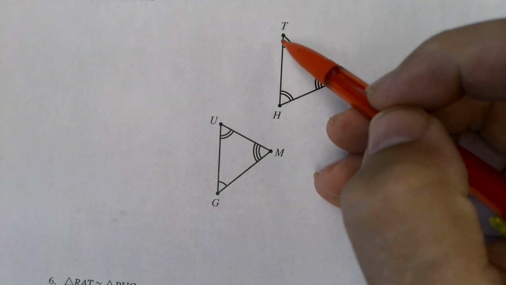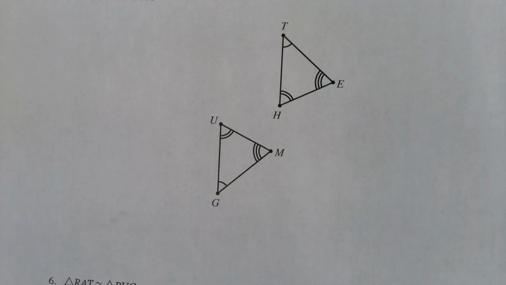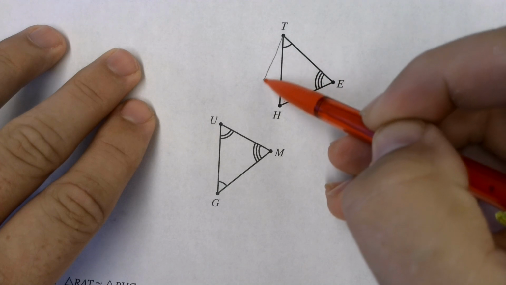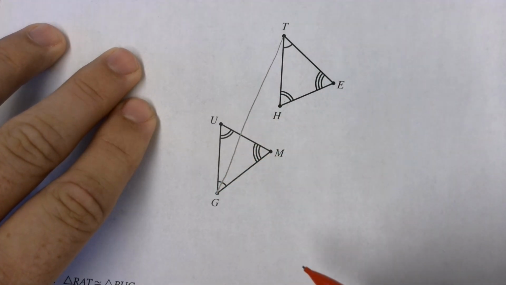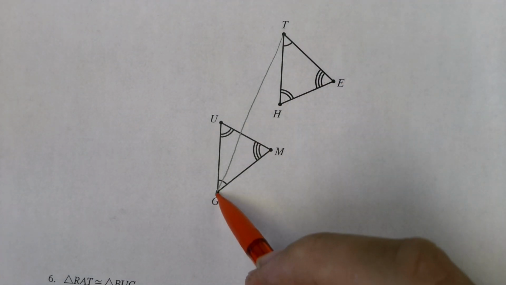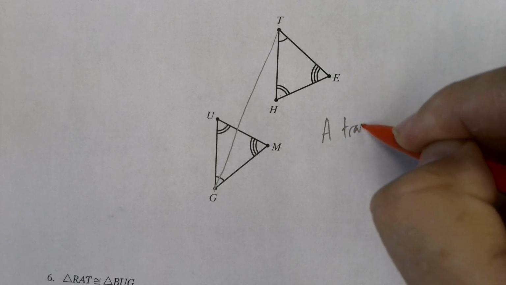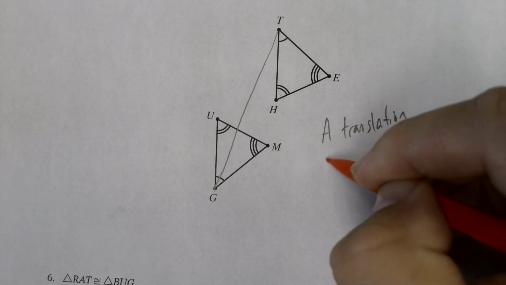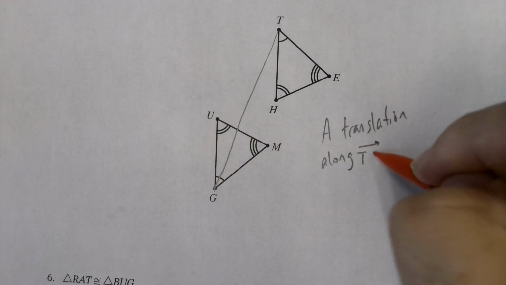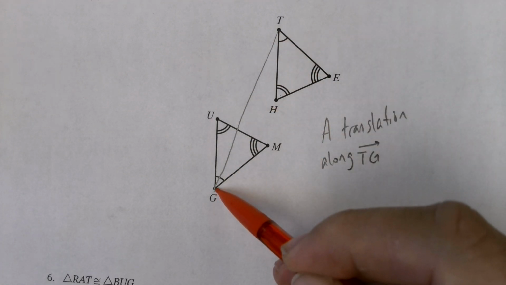I'm going to look at trying to map my points together. If I use a translation from T to G, that's going to give my triangle. So a translation along TG will match up points T and G. Okay.